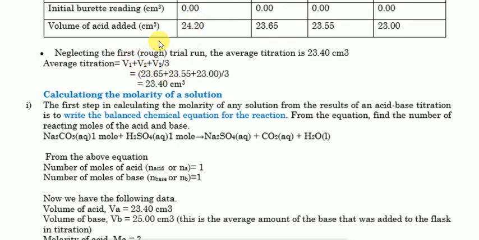Now we are neglecting the first volume, which is rough or trial or pilot. We are adding volume 1, volume 2 and volume 3. Then we are dividing by 3. Now from there, having already known the volume 1, volume 2 and volume 3 and calculating the average to get the volume of acid used.